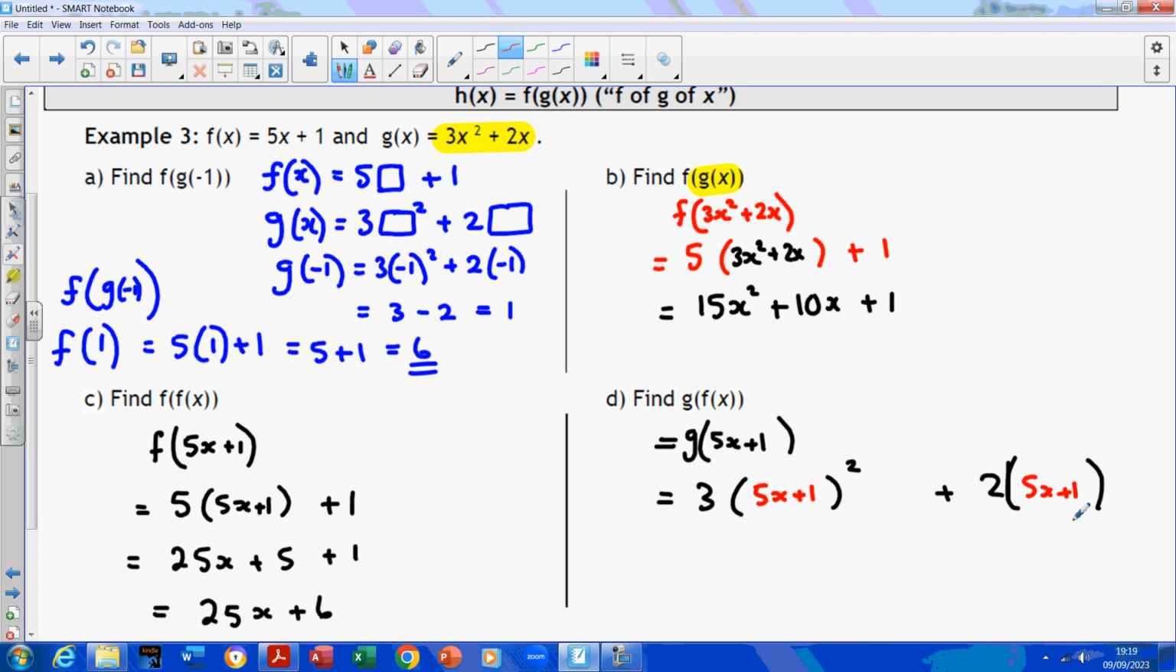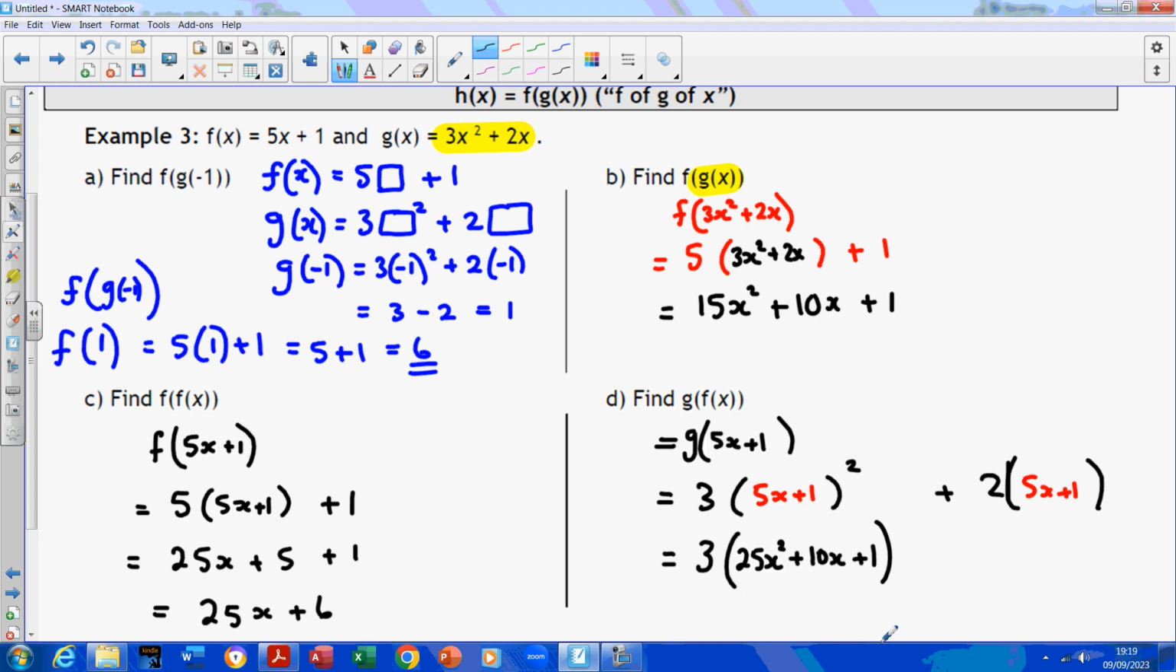Now, we've got to square this first, and then we multiply it by 3. So the 3 stays there, and I'm going to square this the quick way. To square something the quick way, you square the first term. So 5x times 5x is 25x squared. You multiply the two of them together and then double it. So 1 times 5x is 5x, double it, so it gives you plus 10x. And then you square the last number, so 1 times 1 is 1. And that's how you square a bracket.